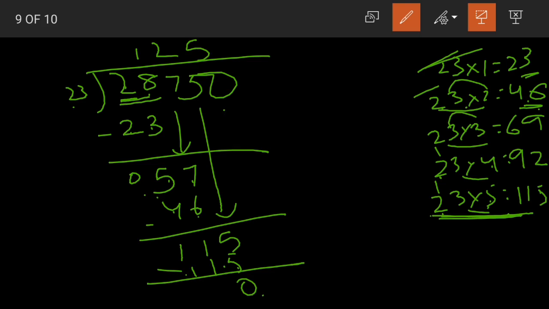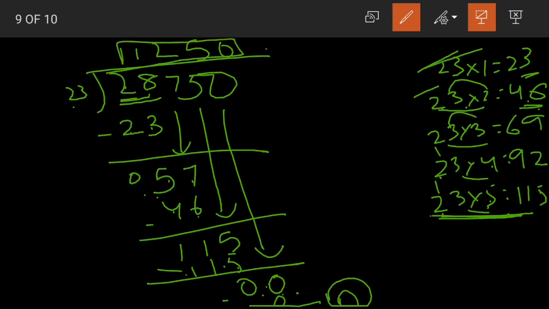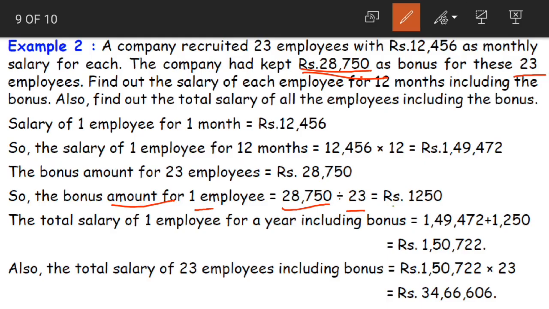Yes, children? Now after this again we are having another 0 down. So what did I say? If you remember, now again 23 zeros are 0. So when we subtract, then we will have 0 as our remainder. So 1,250 is our quotient. Yes, children, we are having 1 0 here that we have brought down. So 10 also comes in the quotient here. 1250 is our answer. Now what is this? This is the bonus amount for one employee.